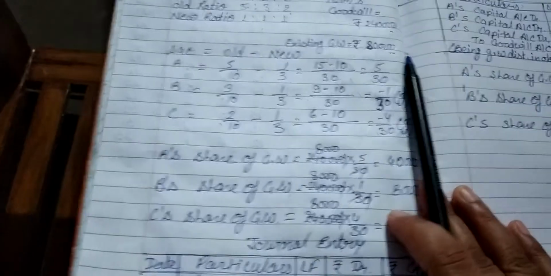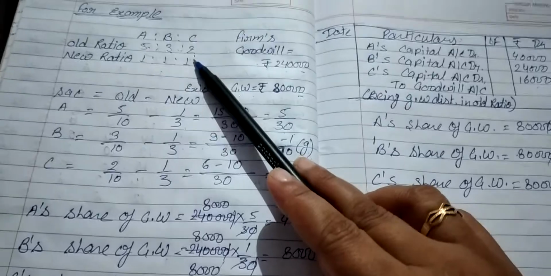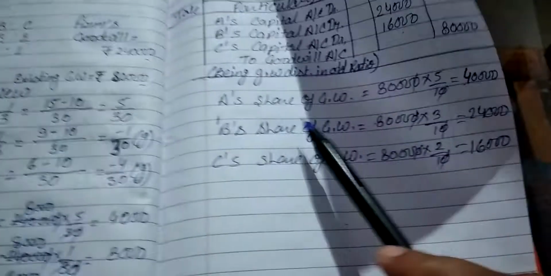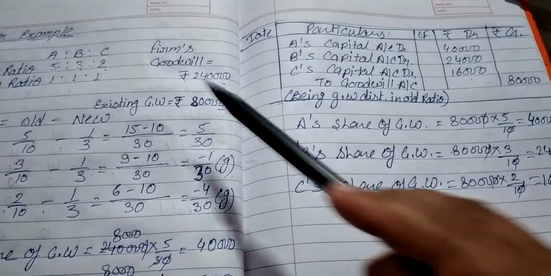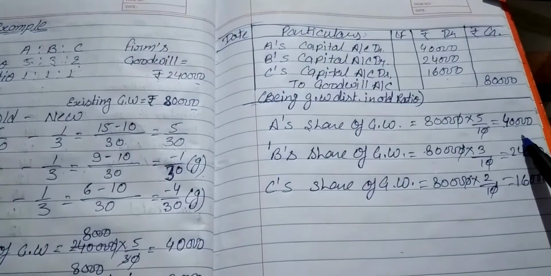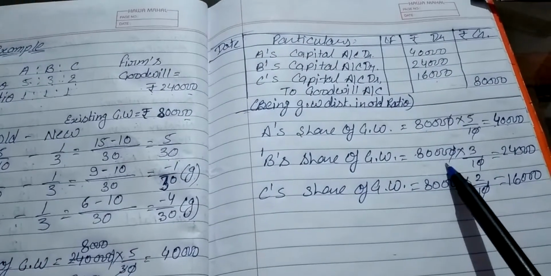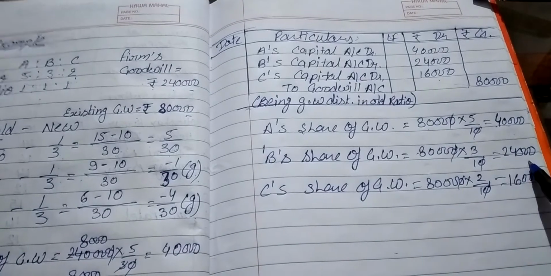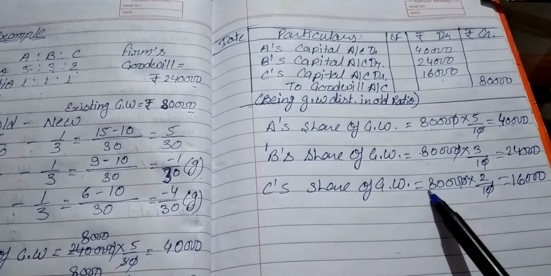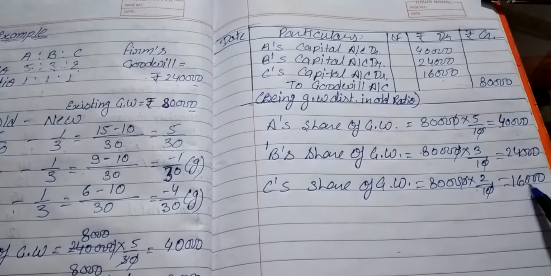Now the next thing is existing goodwill. For existing goodwill, firstly we have to calculate the existing goodwill in the old profit sharing ratio. So A's share of existing goodwill is 80,000 into old share 5 upon 10, which is equal to 40,000. B's old share is 3 upon 10, so B's share of goodwill is 80,000 into 3 upon 10, that is 24,000, and C's share of goodwill is 80,000 into the old ratio 2 upon 10, equal to 16,000.